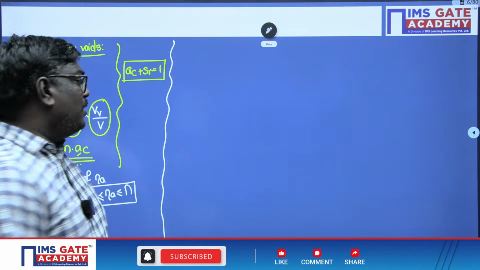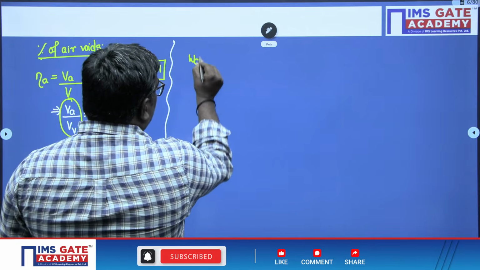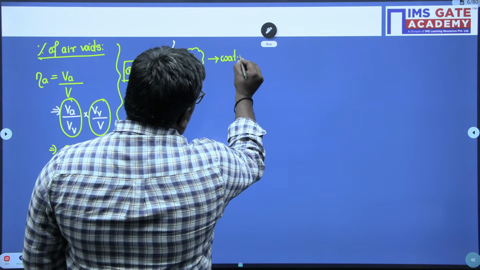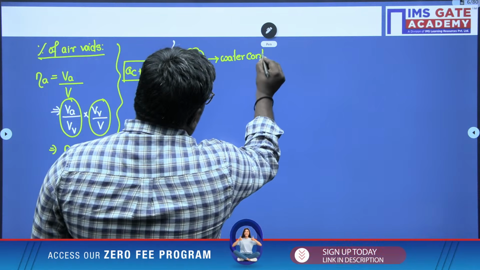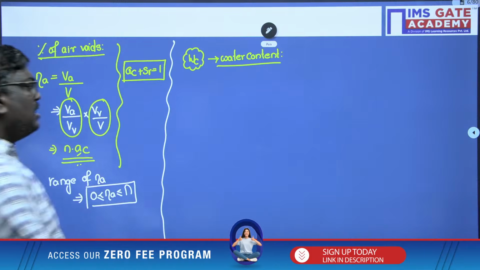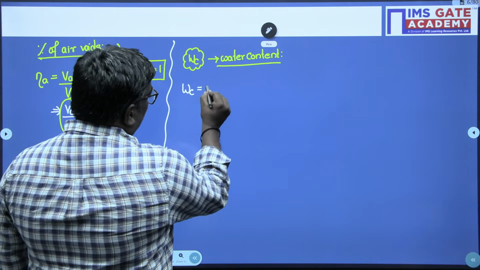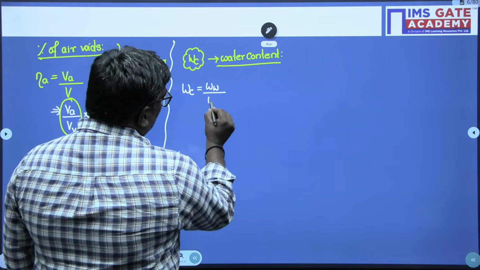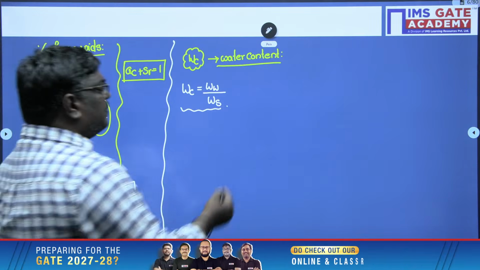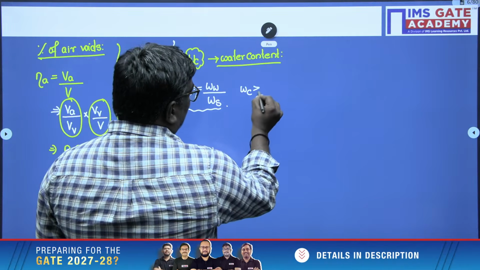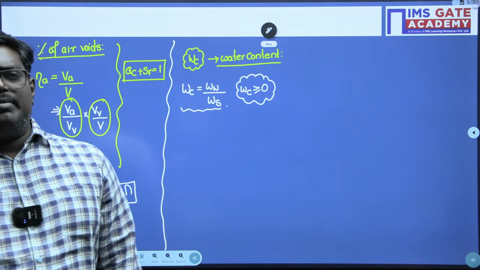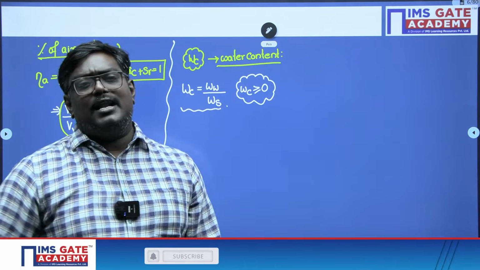Now let us understand, what do you mean by water content? Water content is defined as weight of water by weight of solids. As I told you, if you consider dry state, water content can be equal to 0. So water content range can be greater than or equal to 0. In some cases, weight of water can be more than weight of solids.